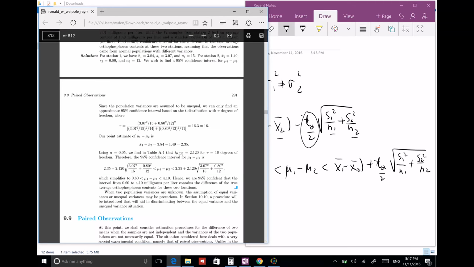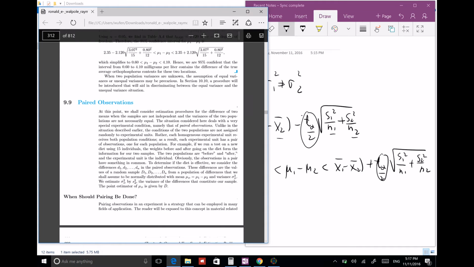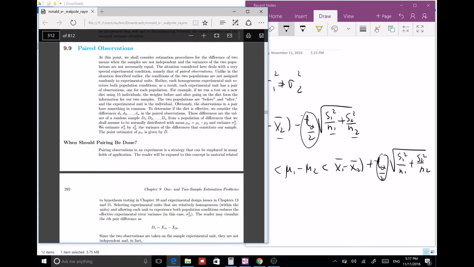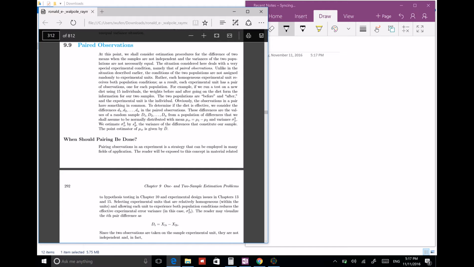The only thing you need to find, using a table, is the t alpha of two value. Okay, so 9.9 is paired observations. When do we use paired observations? We want to compare two populations to see if there's any difference.